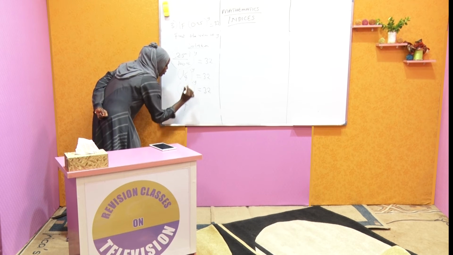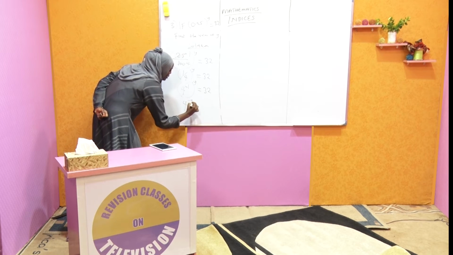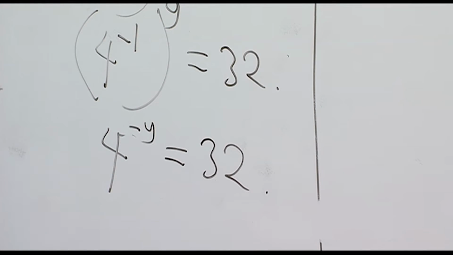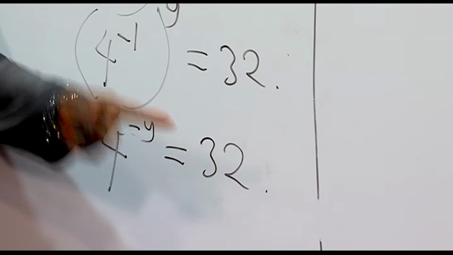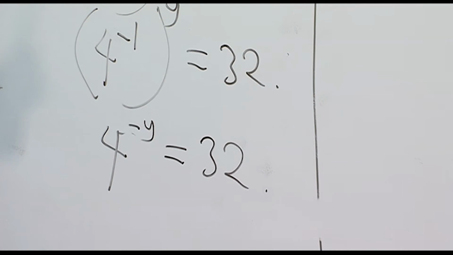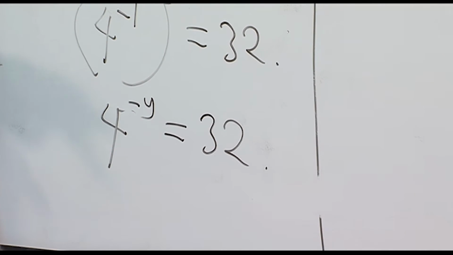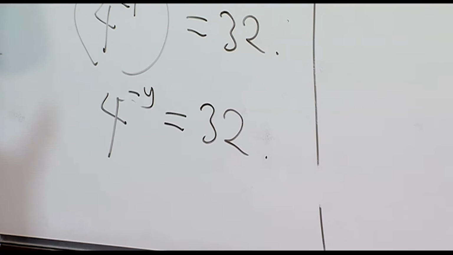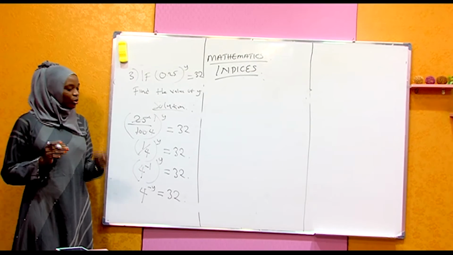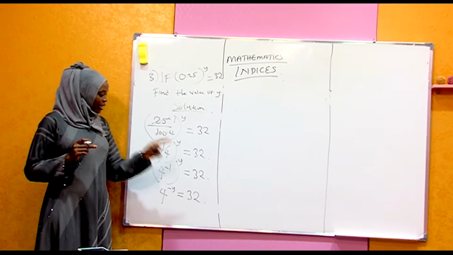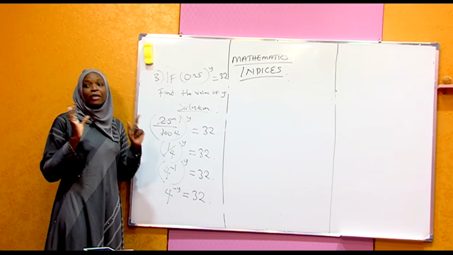raised to minus 1 times this y. We have 4 raised to minus y equals 32. So we have this equation. You look at it. How can I simplify this? Let's try to make them to be in the same base. This is 4. Can we make 32 to be in base 4? If you look at it well, I don't think that is possible. But we can simplify 4 to be in base 2, and simplify 32 to also be in base 2.